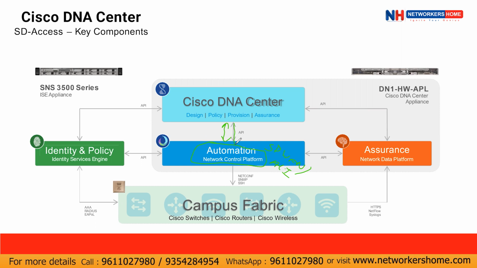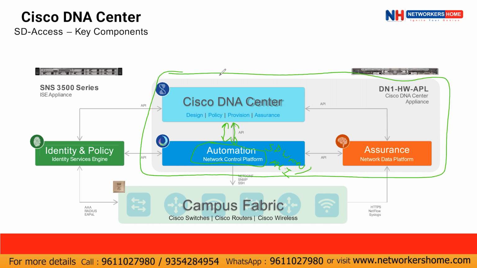This thing internally communicates. This is not a separate device. That's why we have this in a single gray box. This is a single appliance but has multiple modules. This automation part communicates with this DNA Center, which you can relate to the vManage, via API. This assurance, which is the NDP, network data platform, communicates with, again, the vManage via API. This communicates with the actual configuration part or the automation part via API.